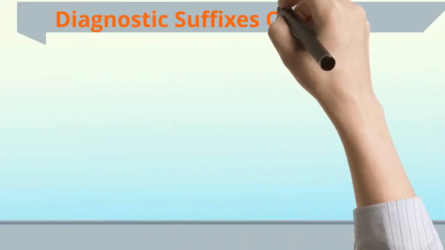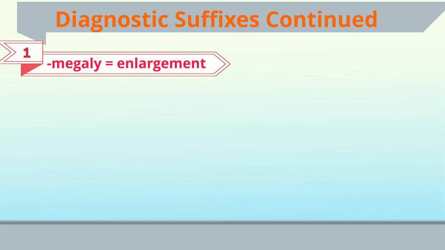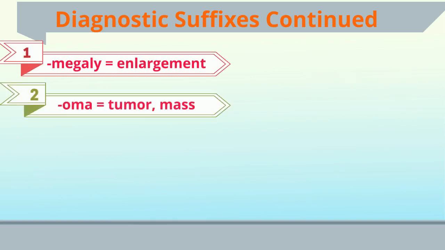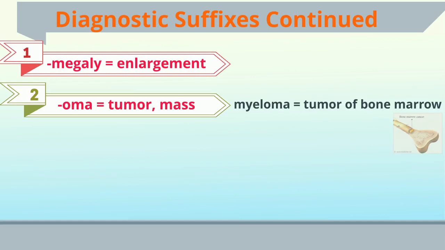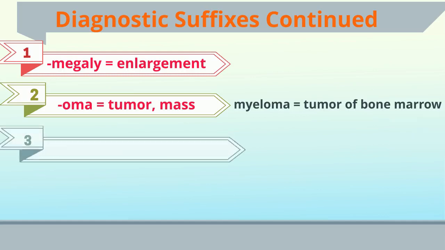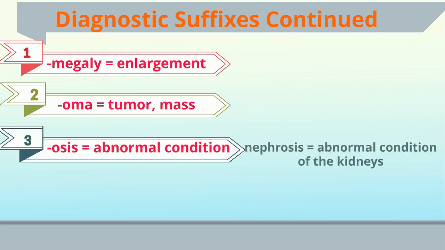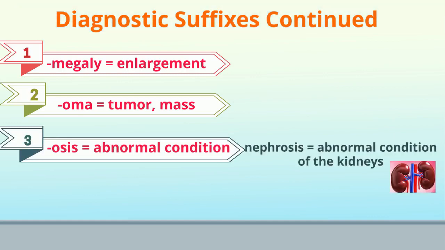Okay, let's look at some more diagnostic suffixes. Megaly means enlargement. Cardiomegaly is enlargement of the heart. Oma means tumor or mass. Myeloma, tumor of the bone marrow. Osis, condition, usually abnormal condition. Nephrosis, abnormal condition of the kidney.